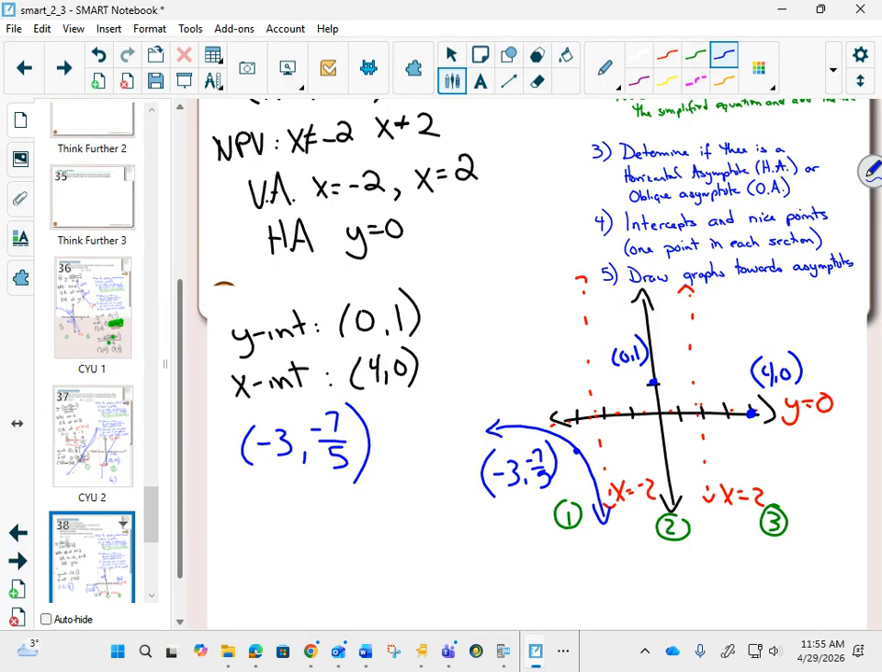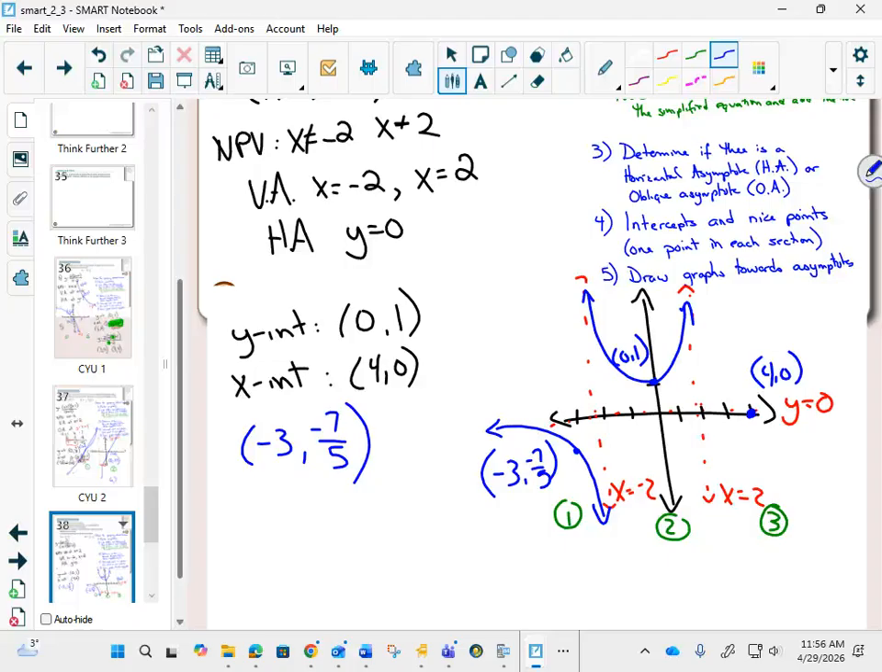That's enough to draw that section towards the asymptotes. Do we have a point in section 2? We do. Do we have enough to graph it? We do. We know it has to go up towards the asymptotes on both sides. It can't go down because then you would have another x-intercept, and the only x-intercept is at 4. Therefore, that section is done. Section 3.